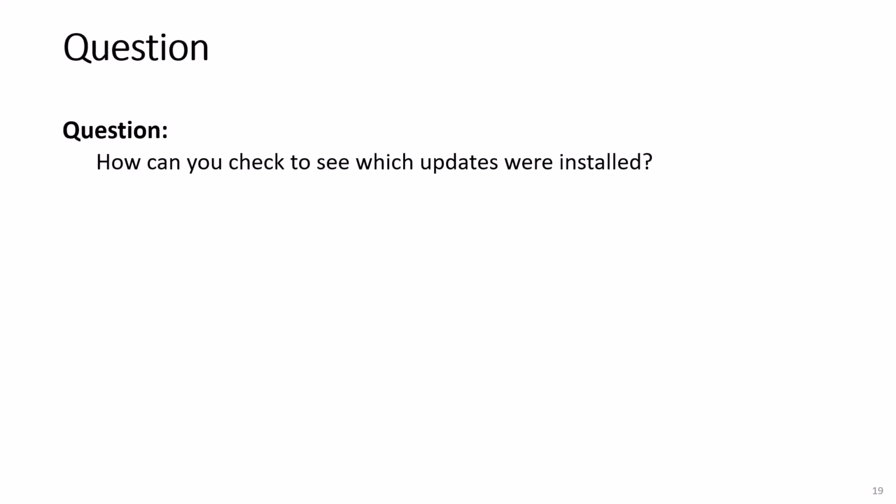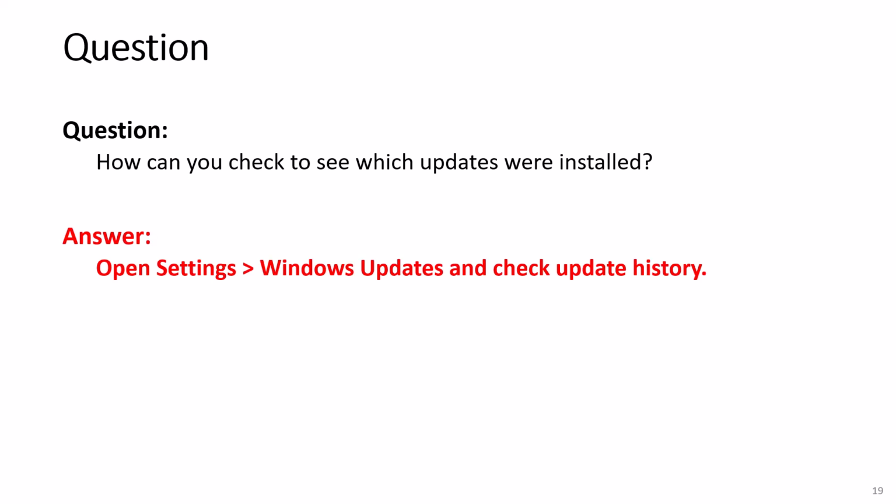Question: how can you check to see which updates were installed? Answer: open Settings, Windows Updates, and check Update History.